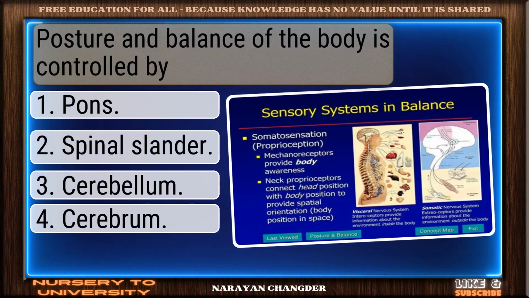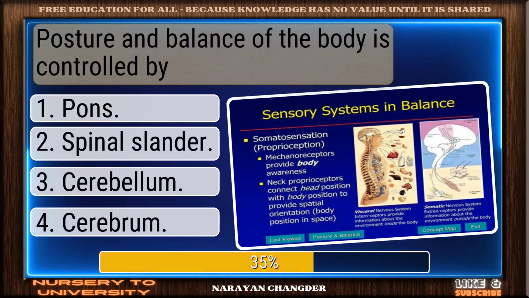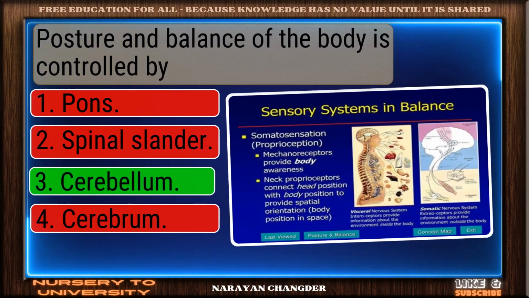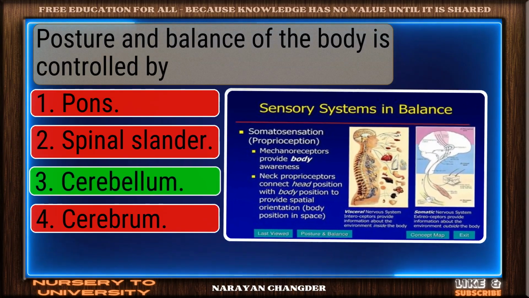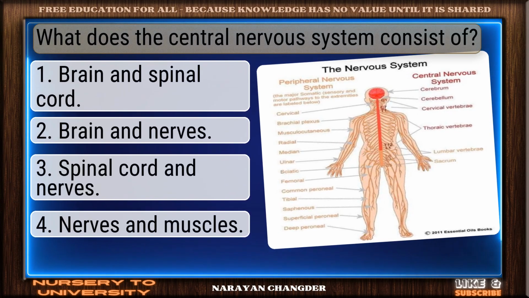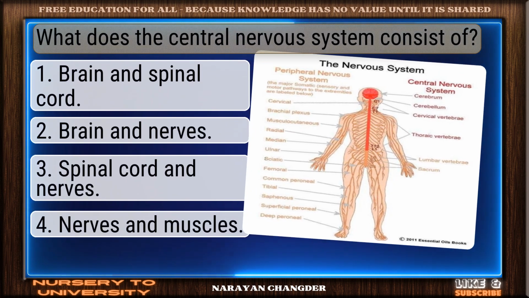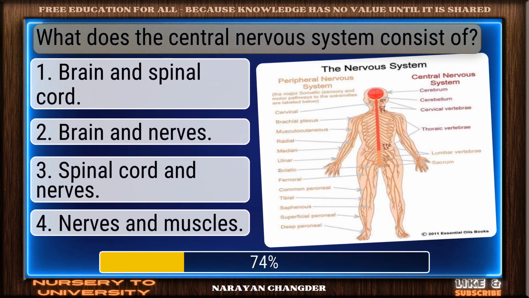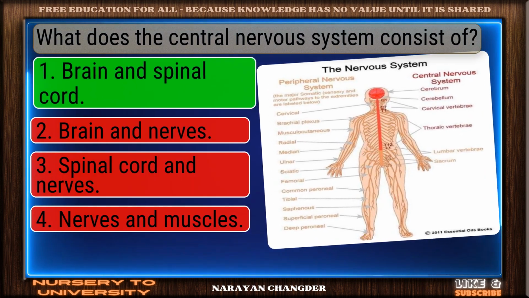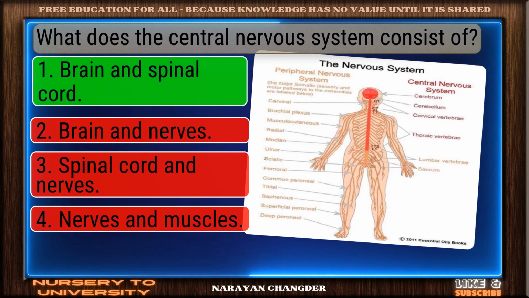Posture and balance of the body is controlled by. Well done. Cerebellum is right. What does the central nervous system consist of? Correct response. Brain and spinal cord is accurate.